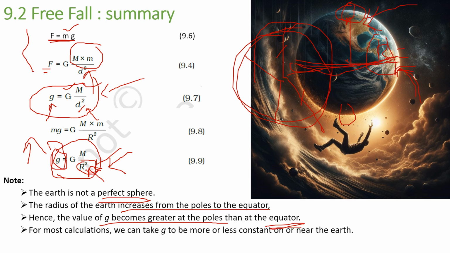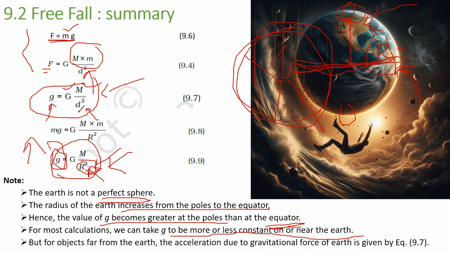For most calculations, we take g to be more or less constant, because at our level we should go with simplified calculations, right? Most of the time we take g to be more or less constant on or near the Earth for calculation purposes. But for objects far from Earth, assume the object is somewhere here or somewhere here, right?